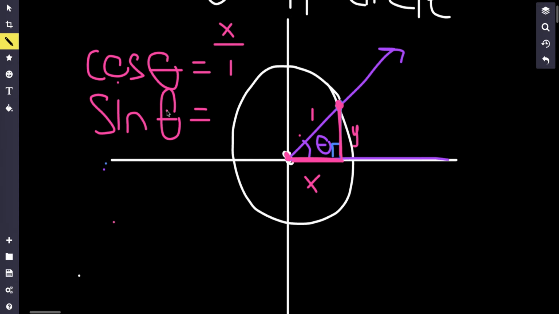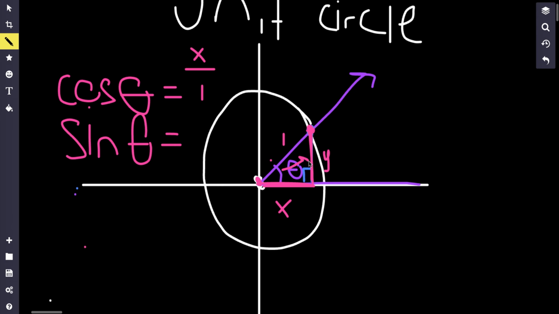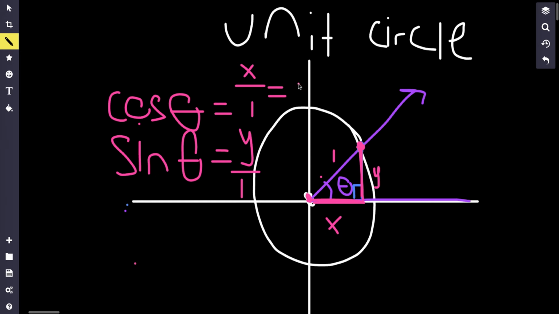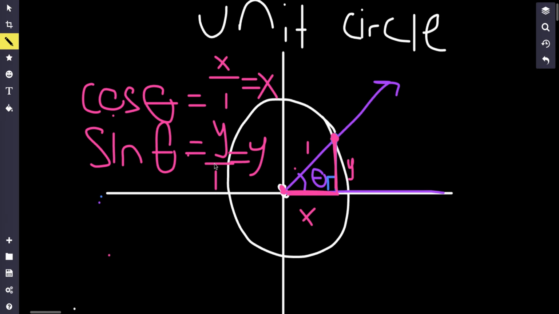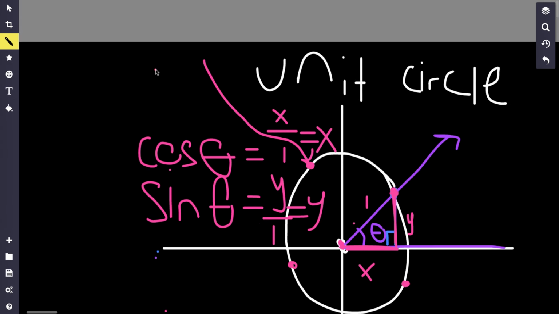What about sine of theta? Sine is equal to opposite over hypotenuse. So it's going to be the side opposite this angle, which is this y, the y value at this point, divided by the hypotenuse. X divided by 1 is just x. Y divided by 1 is just y. And from this, we can conclude that any single point on this unit circle can be represented as having the coordinates cosine of theta, comma sine of theta.